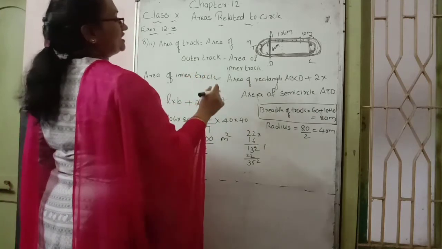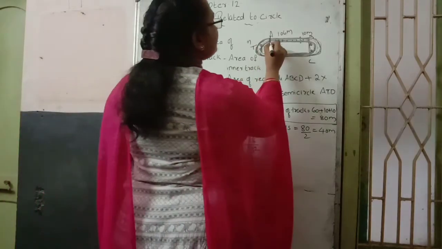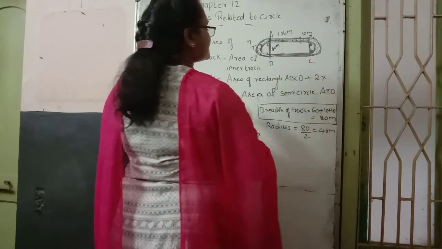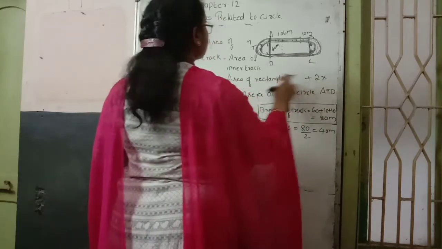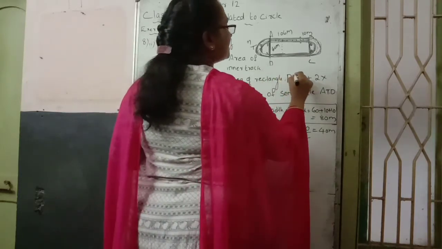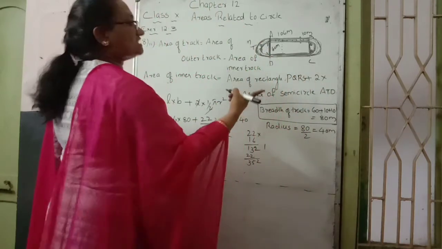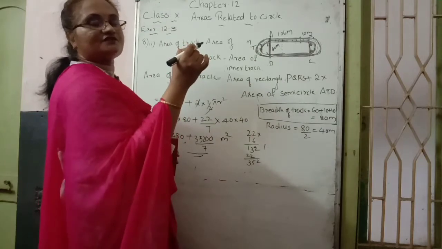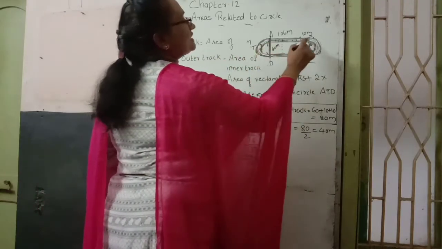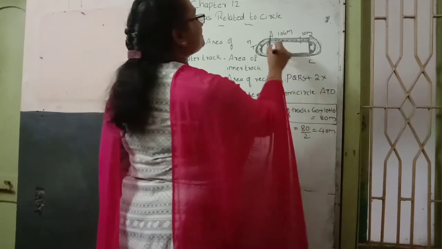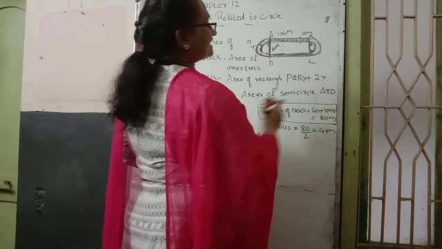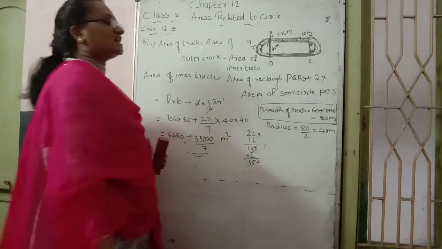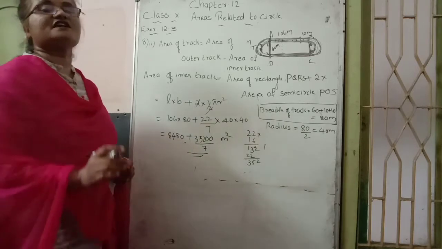The area of the inner track: inside the track, which one is it? This one. Which shape is the rectangle? PQRS is the rectangle. So there we can write the area of the rectangle, PQRS, plus on the right and left, inside the track, 2 semicircles, that is 2 into the area of the semicircle. In this semicircle, what name have we given? POS is our semicircle name. That's why we mark it as the area of semicircle POS.